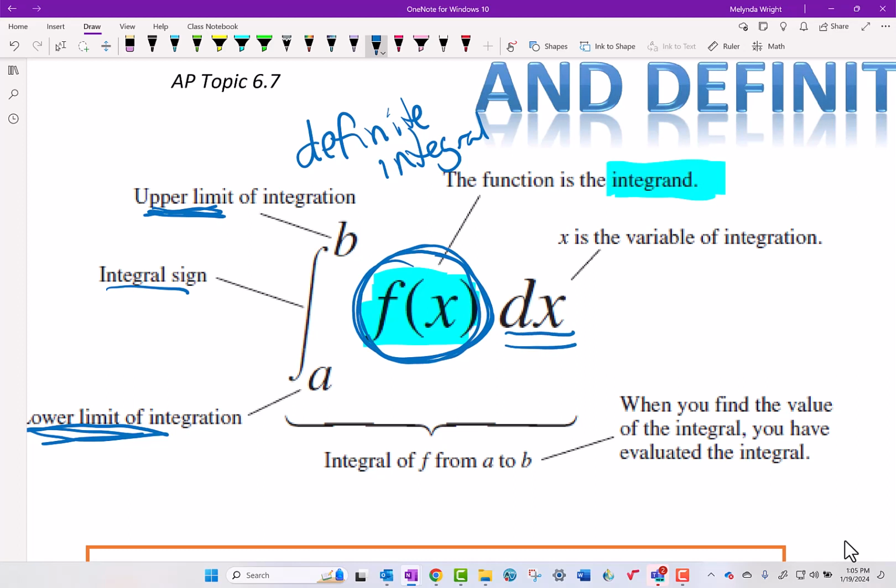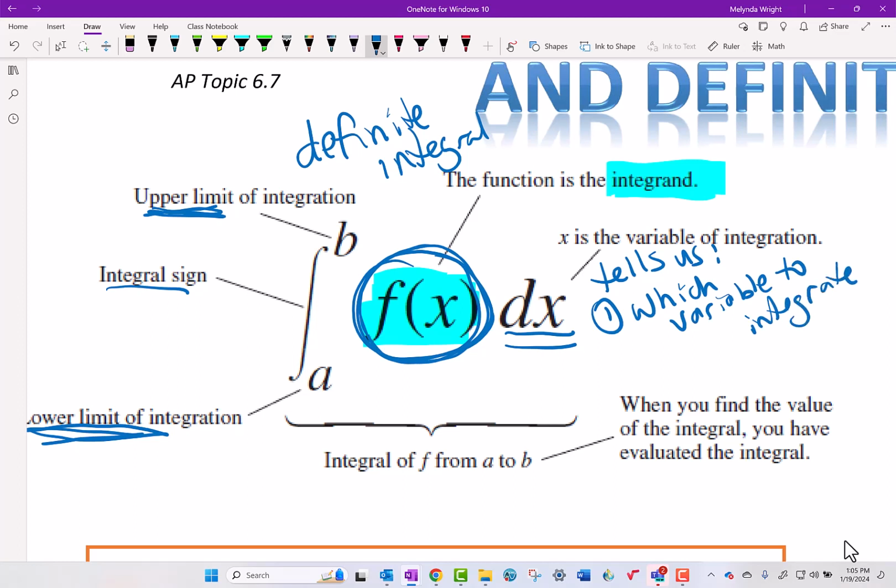This piece right here, the dx, we have talked about it before. I'm going to talk about it again. This tells us which variable to integrate. So let's write down what it tells us. This tells us two things. Number one, it tells us which variable to integrate. And I understand we are in single variable calculus, we really would only have one variable. In multivariable calculus, this is a bigger deal for the first reason, which variable to integrate.